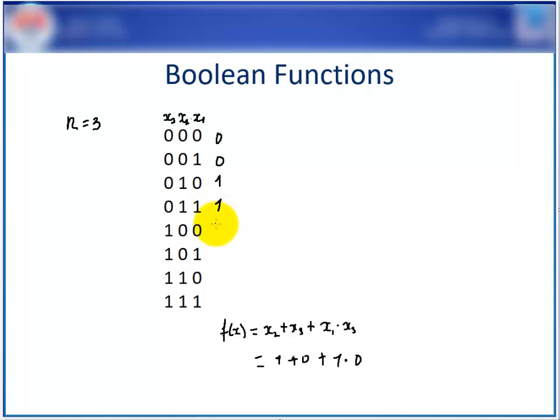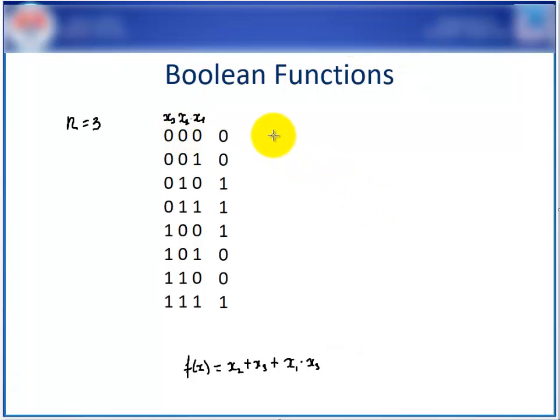We calculate the value of the function f of x for each possible value of x1, x2 and x3. So this is our truth table which we calculated for this given Boolean function. The truth table is also usually denoted by f. So this is how we calculate our truth table.